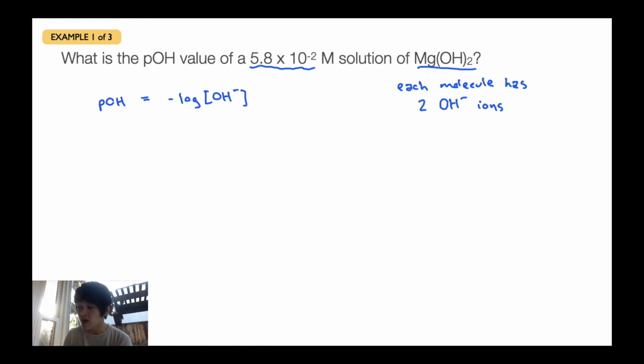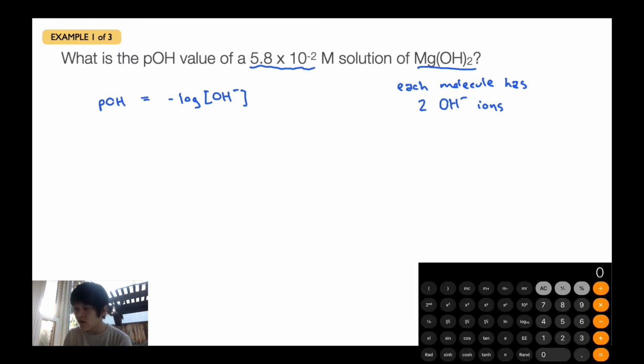So in a calculator, how do we get double that? Well, we're just going to do that number times 2. So in a calculator, 5.8 E negative 2 is equal to that. So we're going to get double this, so times 2 is equal to that, 0.116. So the concentration of hydroxide ions is actually 0.116. So we're going to plug that into the equation.